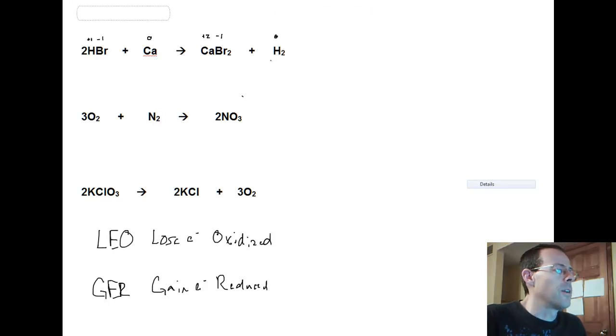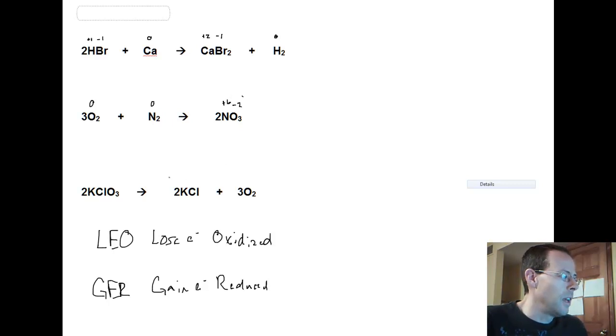0, not a 6. Alright, we're just going to keep on going. Oxygen down here is by itself, so it's a 0. Nitrogen is by itself, it's a 0. Down here, oxygen is usually a -2, just like its charge usually is. And in this case, we have 3 oxygens. Because we have 3, that's 3 times -2. So in this case, nitrogen is really a +6.